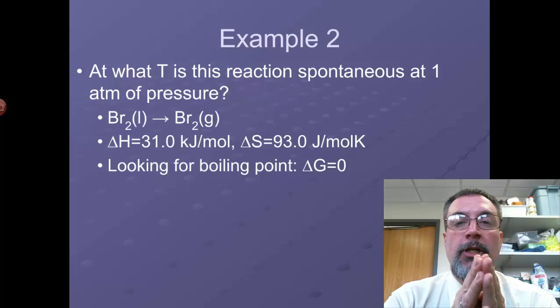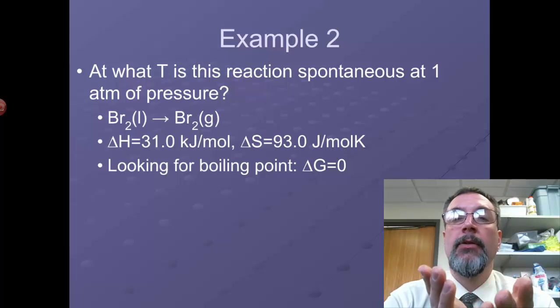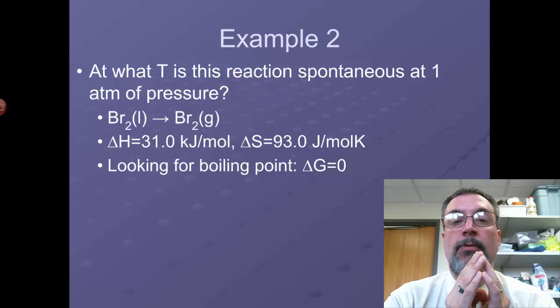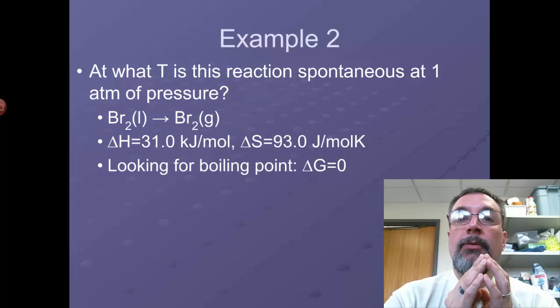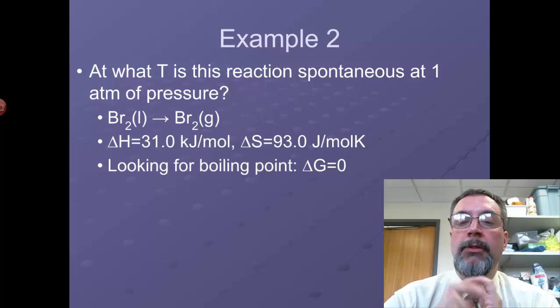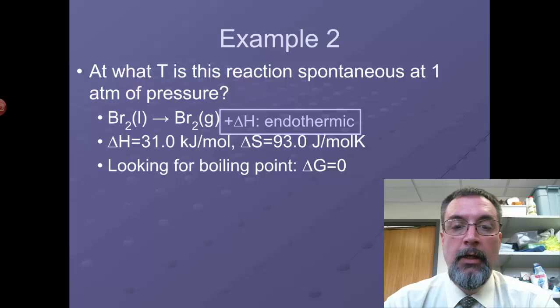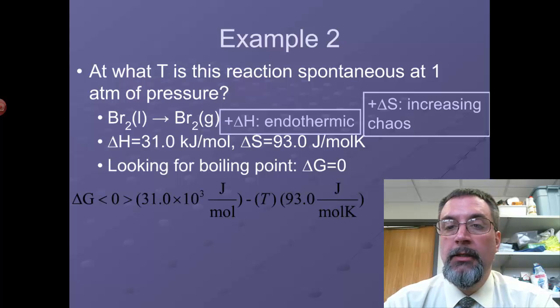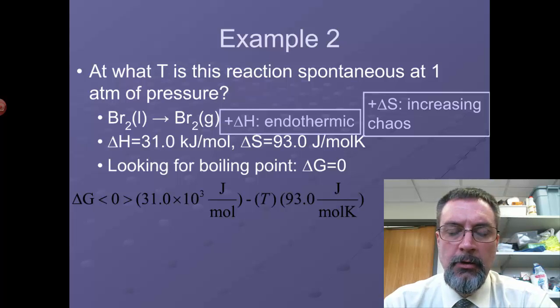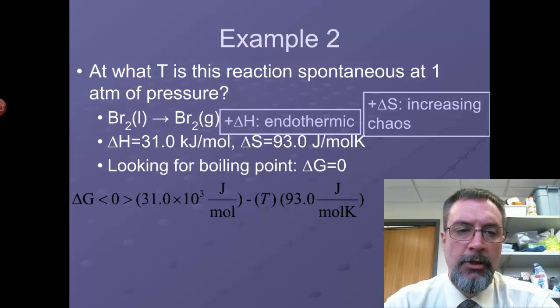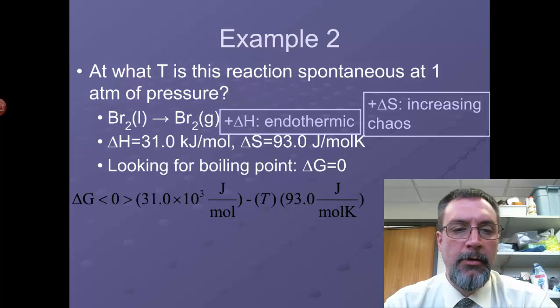The reaction will just become spontaneous when bromine liquid starts to turn into bromine gas, in other words, at the boiling point. So that's what we're looking for, the temperature at which this will boil. Boiling happens at equilibrium. At equilibrium, delta G is equal to 0. Okay? Delta H is endothermic, delta S is increasing chaos. So delta G is going to be equal to 0 under this situation. Delta G is less than 0 is spontaneous, but 0 is the boundary, so that's another way of saying it's equal to 0 at this point.